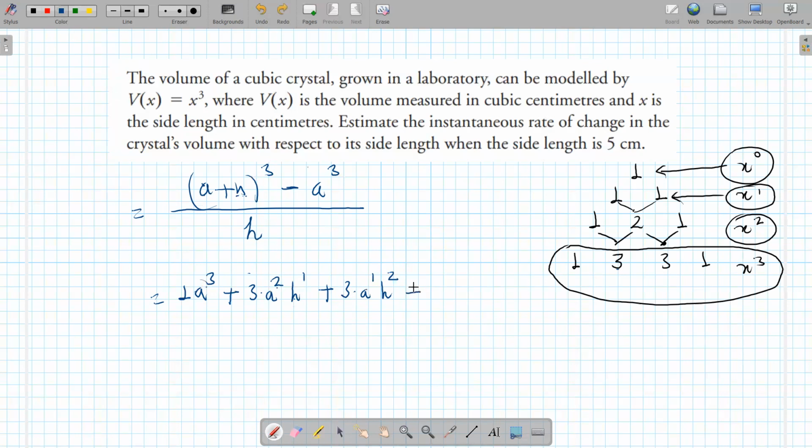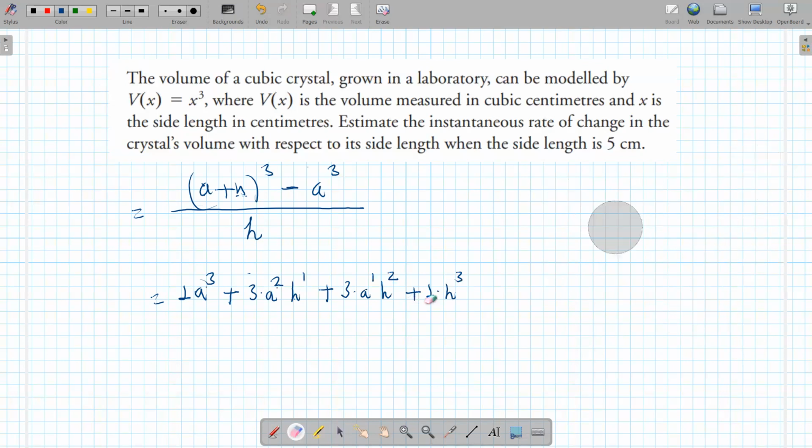And then for the last term, the coefficient is 1. Now a is going to disappear. A will be to the power of 0, whereas h will be to the maximum power, h cubed. So that's what you get when you open this bracket using Pascal's triangle. This is very powerful if you have something like x to the 6 or x to the 7, and also pretty useful for x cubed.